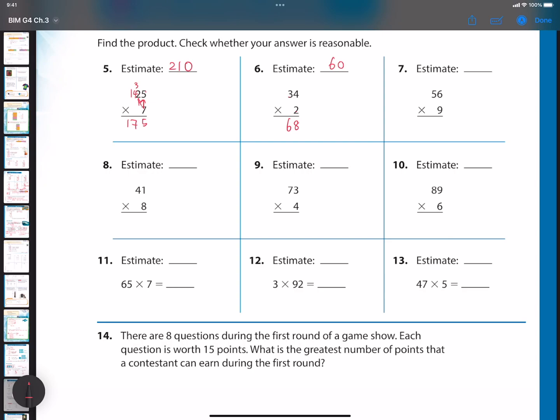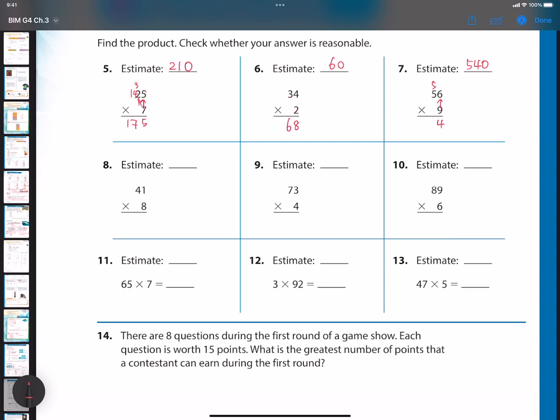All right, now 56, I'm going to use 60, correct? Yes, not 50, since this 6 is what? Greater than 5. All right, 60 times 9 is what? Yes, 54. And then you need to add one more 0 at the end. Now let's find the actual product. 6 times 9 is what? Yes, 54. You can put 4 first and then 5 and up. You can do it, or 5 and 4. Okay, it depends on you.